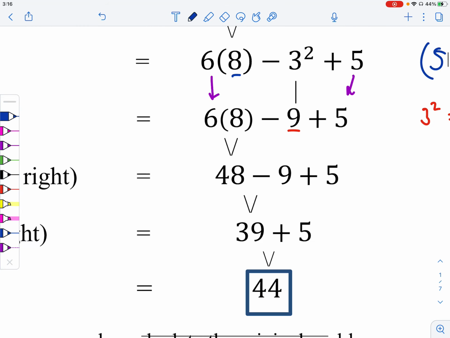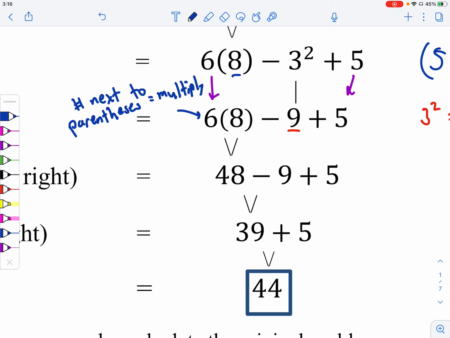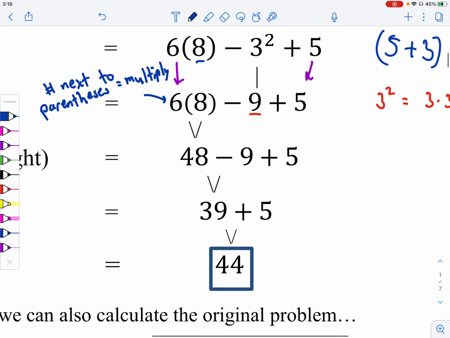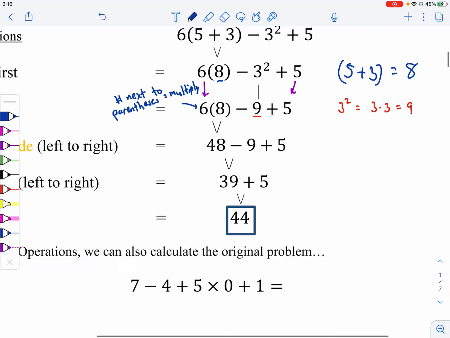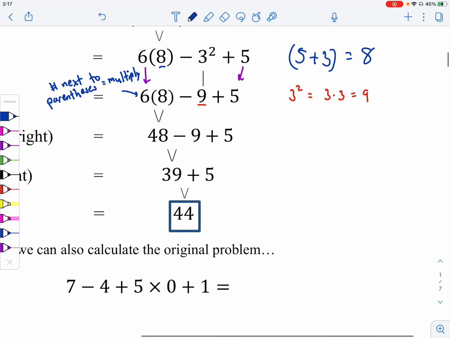Let's write that down. So number next to parentheses equals multiply. Okay, so 6 times 8, 48. That's how we got the 48 right here. Just write that: 6 times 8 equals 48. So we got a 48. Everything else just comes down. Bring it down, bring it down.